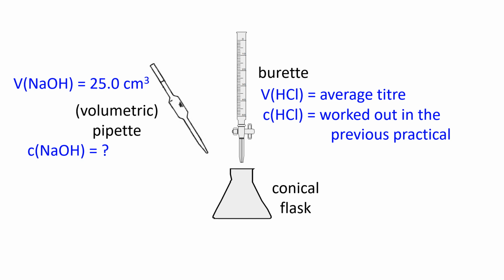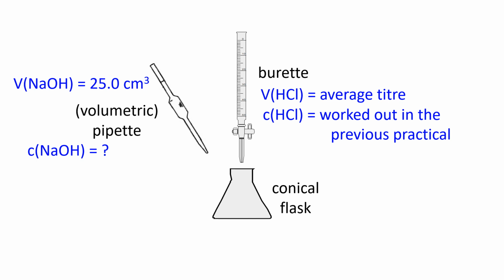A diagram is helpful so that you know where each reagent is. Also include any volumes and concentrations that you know. The volume of hydrochloric acid is the average titer. The concentration of hydrochloric acid was worked out in the previous practical. The volume of sodium hydroxide is 25.0 centimeters cubed.